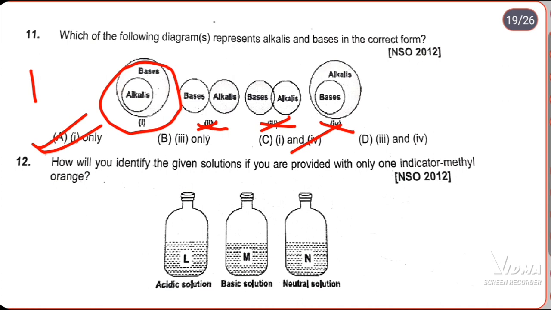So firstly we will add some acid to one test tube. If the color changes to red, it is an acid. In basic it will change into yellow, and in neutral it will change into orange. However, options are not given in this question, so we are just leaving it.